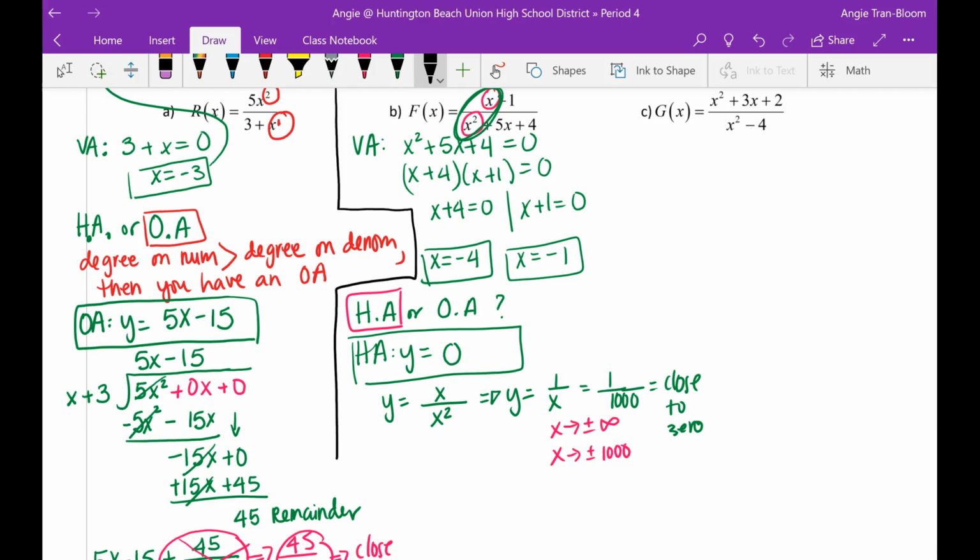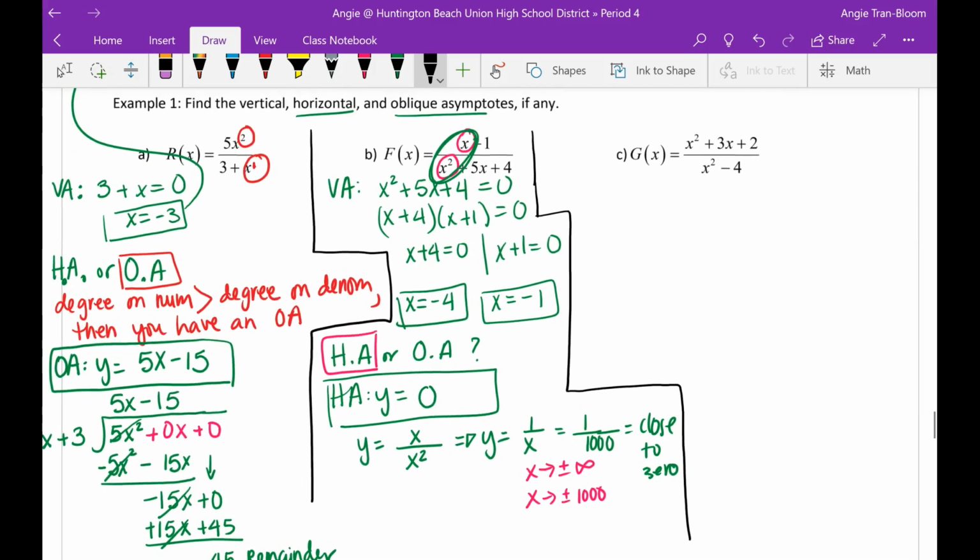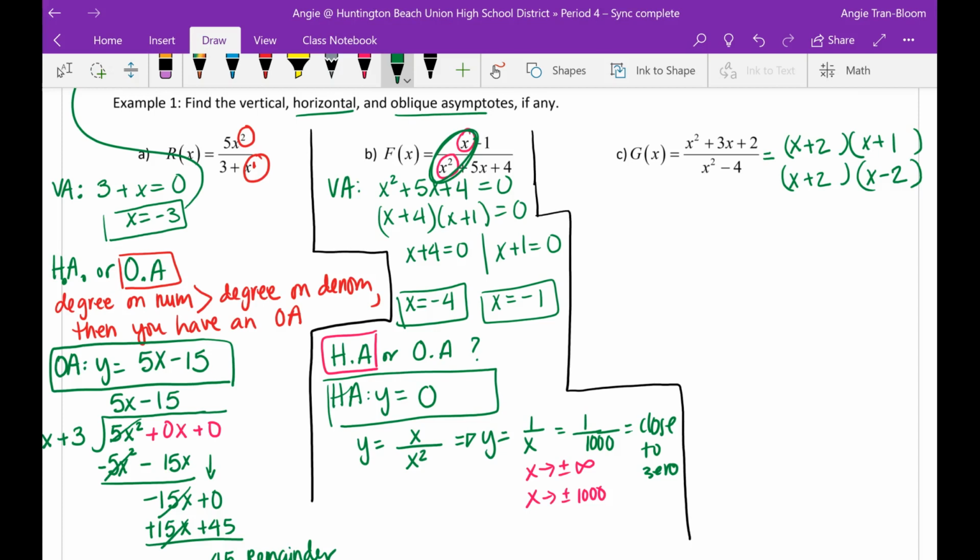Next, this is our last one of today. And yes, after this, you are free to do whatever you want. So we are going to look for VAs again. But before we do that, this is slightly unique. Before we go and look for VAs, I would like you to factor the top and bottom. On the top, I have x plus 2 times x plus 1. On the bottom, I have x plus 2 times x minus 2, because of the difference of squares. So this is a unique situation here.